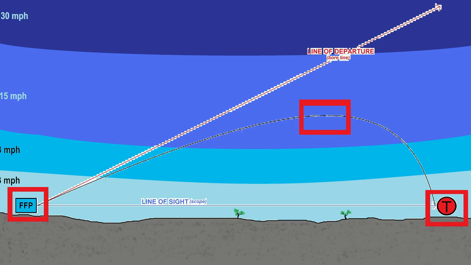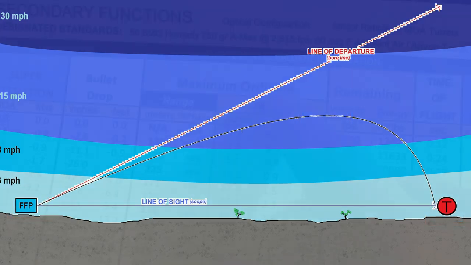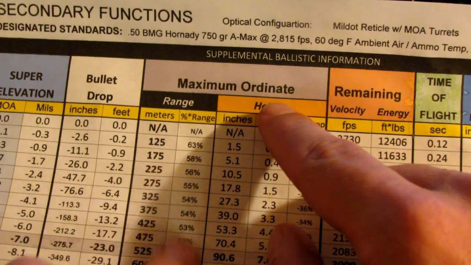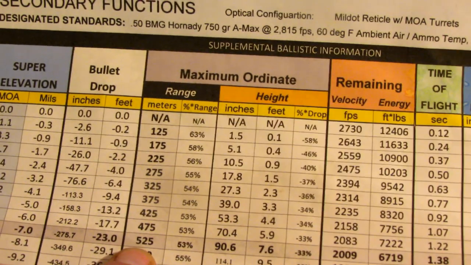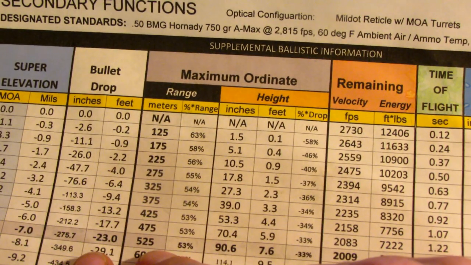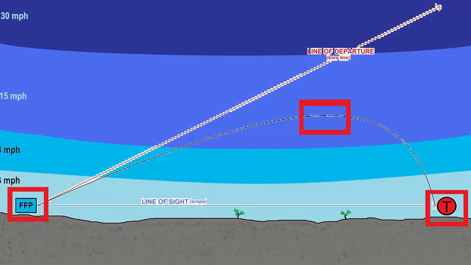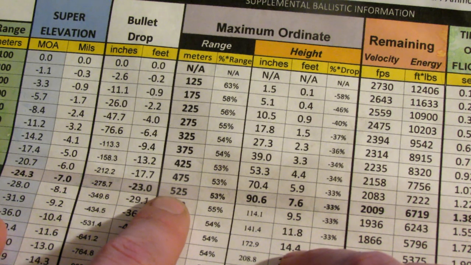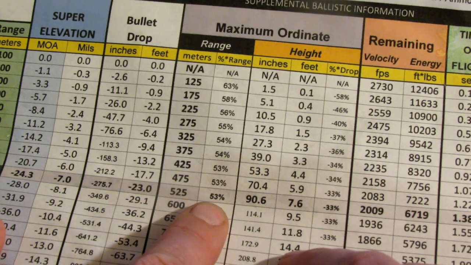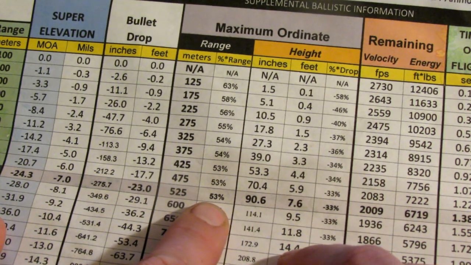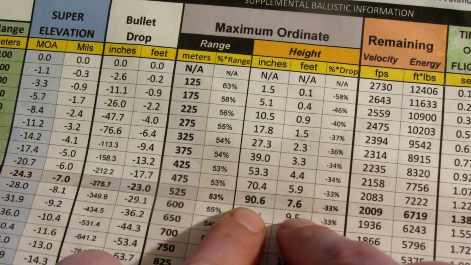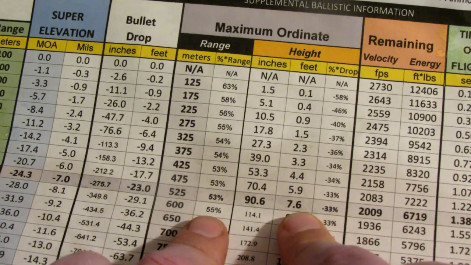So when you're getting your mid-range wind reading that you're going to average out with the other ones, you're going to want to get it at your max ordinate. You're going to have to know where that is. Let's say you're shooting at 1,000 meters. Your maximum ordinate is going to occur at 525 meters. That is 53% of the way to the target. And the height of the ordinate is going to be 90.6 inches, which you can also translate in terms of feet.